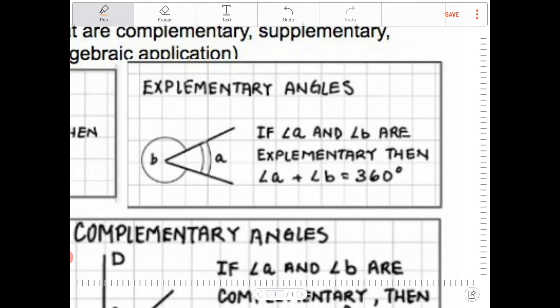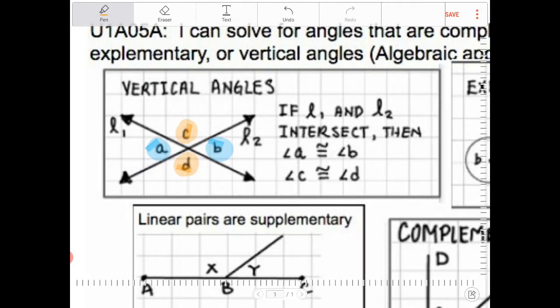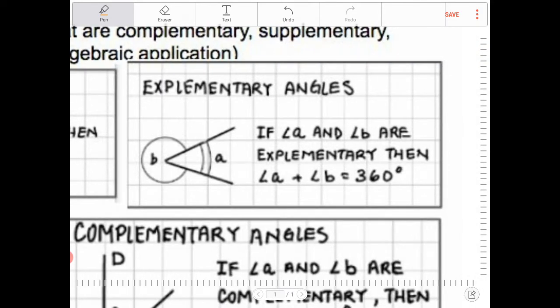All right, the next one here is an explementary angle. What are explementary angles? Just like over here where we have 2 angles that form vertical angles, here we have explementary angles: 2 angles that add up to 360. So if you have 2 angles, the inside one and the one outside, that all together add up to 360, they are referred to as explementary angles.